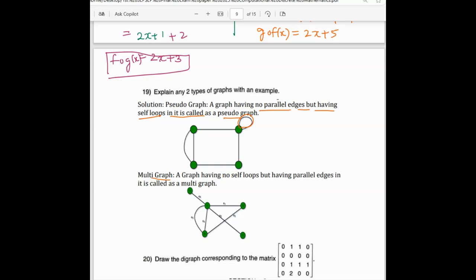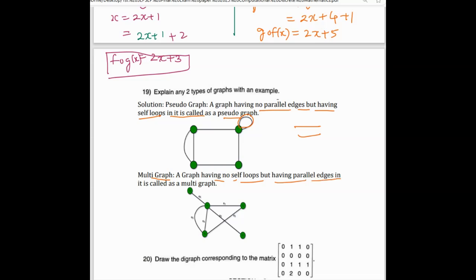Then you have multi-graph. What is multi-graph? What are parallel lines? The lines which do not intersect at any point are called parallel. So here we don't have any; these are intersecting lines, so they cannot be parallel. So next one is multi-graph, a graph having no self loop but having parallel edges in it is called a multi-graph. So here we can have a parallel edge, then it is called a multi-graph. And we should not have a self loop in a multi-graph.